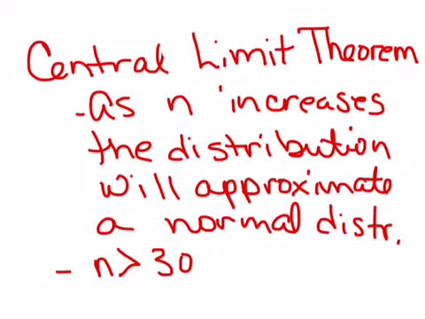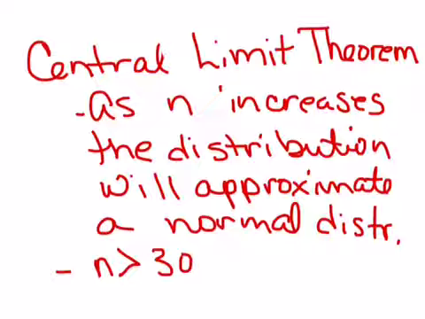So that's kind of a magical number, but based upon the central limit theorem, we can see as sample size increases, the distribution will start approximating a normal distribution. And again, the magic number is 30. When we're actually conducting a study, we try to hit that normal distribution with 30.